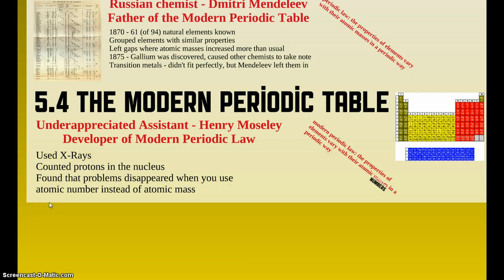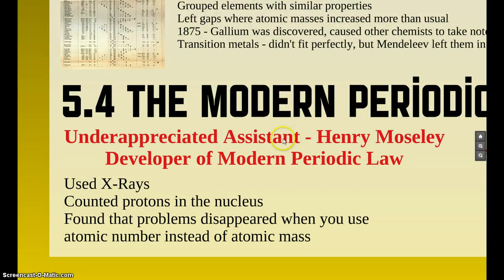As you remember, Rutherford came up with this idea of the proton, and that's actually what Henry Moseley used. It's what we call the modern periodic law. He was an assistant of Ernest Rutherford, but he's given credit for developing this modern periodic law. Again, he was using X-rays, just like in the gold foil experiment, and he was actually able to count the number of protons in the nucleus.